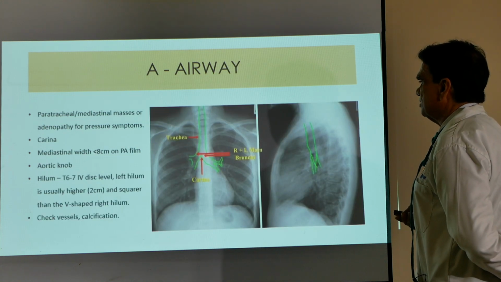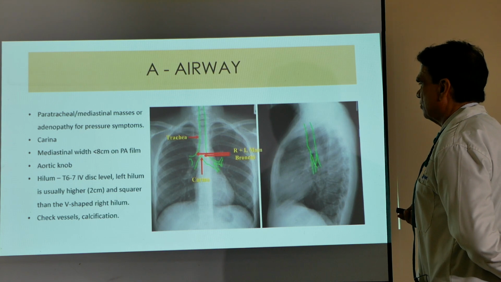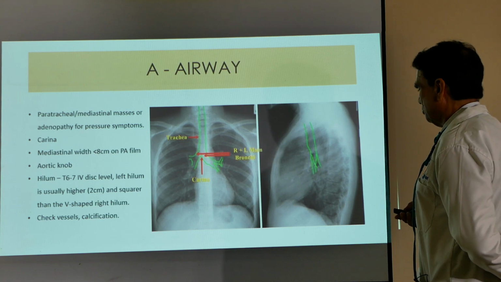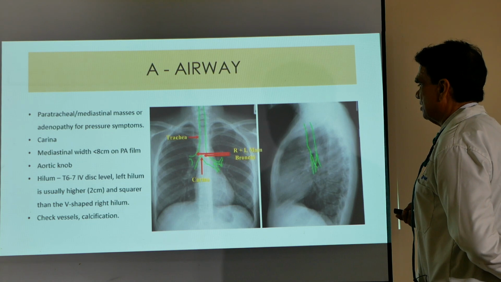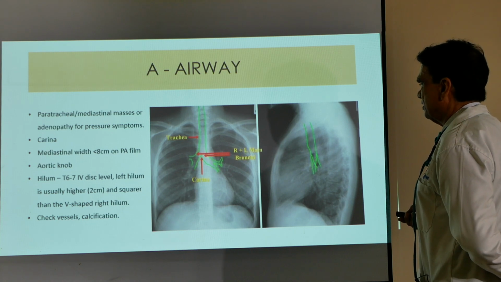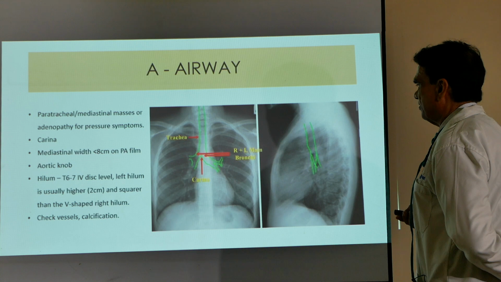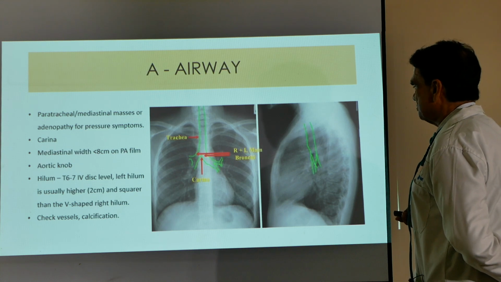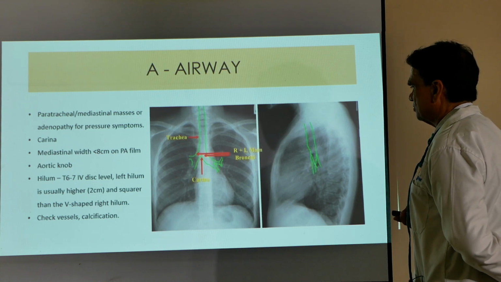Paratracheal mediastinal masses or adenopathy should be looked for pressure symptoms. Carina should be looked at whether lying in center or not. Mediastinal width less than 8 cm on PA film is normal. Aortic knob is to be seen, whether the aortic knob lies normally or not.